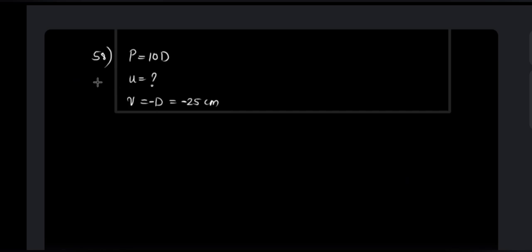Okay, so where the object should be placed so that we get the maximum angular magnification? So we know that maximum angular magnification is obtained when the image is formed at least distance of distinct vision. This is what we know, right? So from here we can find out. Okay, so what we can do, we can use the thin lens formula. But first we have to find out the focal length. So we know that power is equal to 1 upon F, or F is equal to 1 upon power, that is 1 upon 10, in meters. It is going to be equal to 10 centimeters. So 10 centimeters.